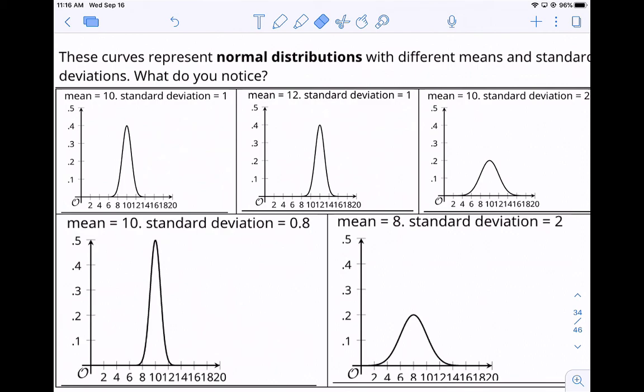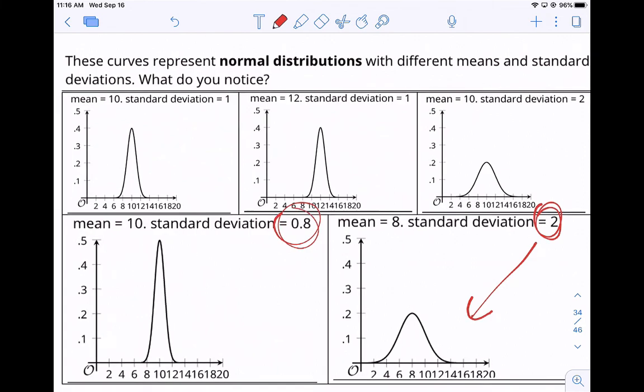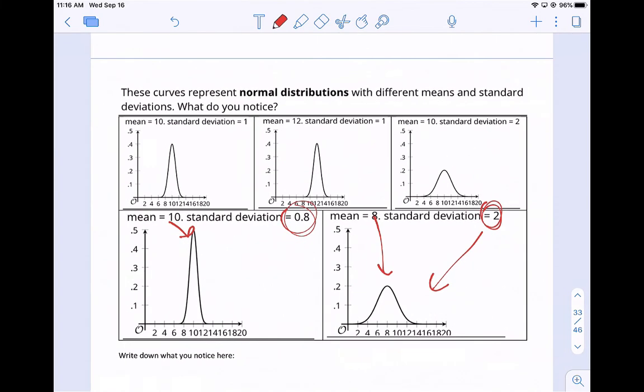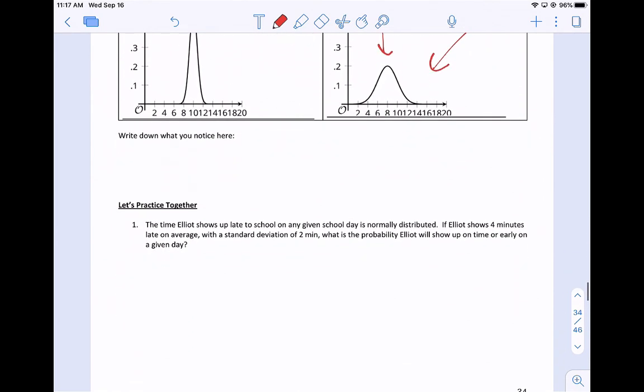So one thing that you might notice is the smaller the standard deviation, the less spread out. So if you notice the standard deviation is only 0.8, and the standard deviation is 2. This one's much more spread out than the 0.8. You can look at the averages. The average is how tall it is at the top right here. This average is 10, this average is 8, so it's a little bit shorter. So again, in class, I would probably break you up into groups and we would talk about what we noticed.